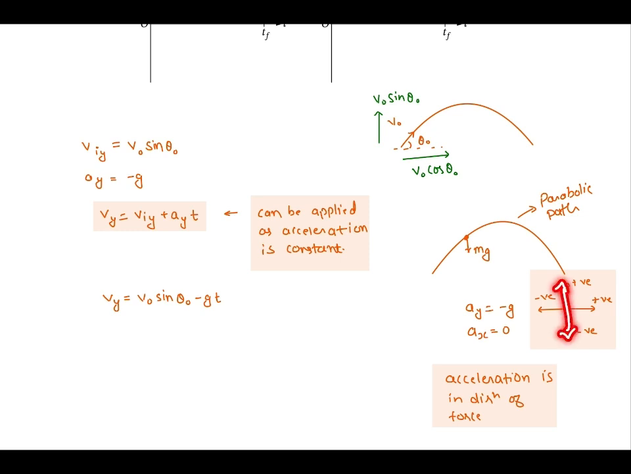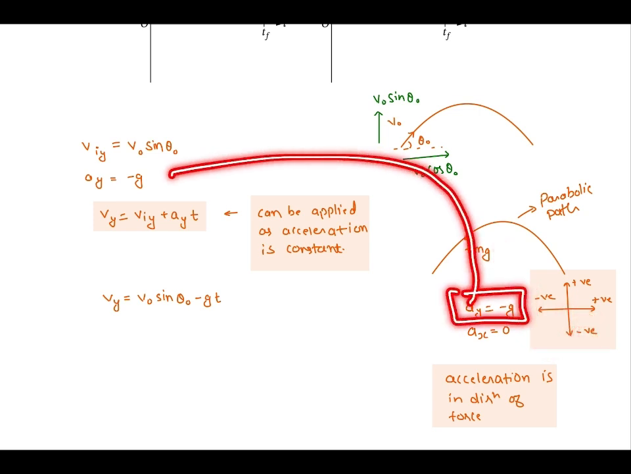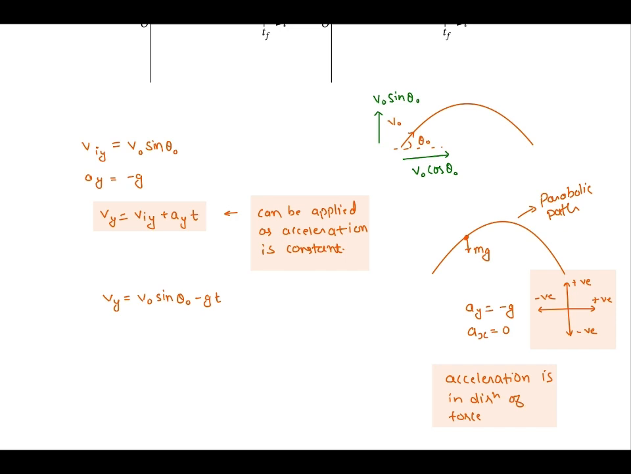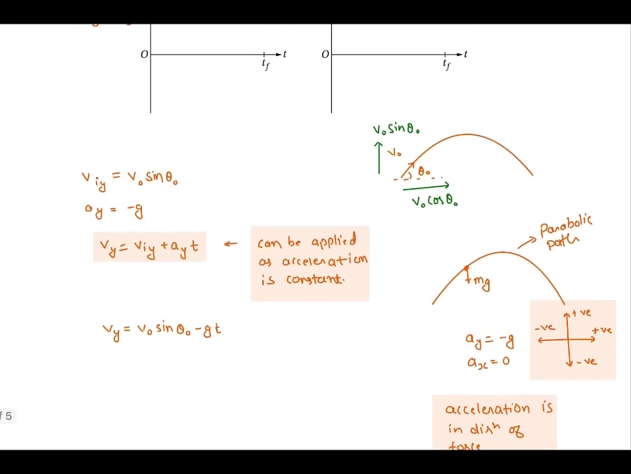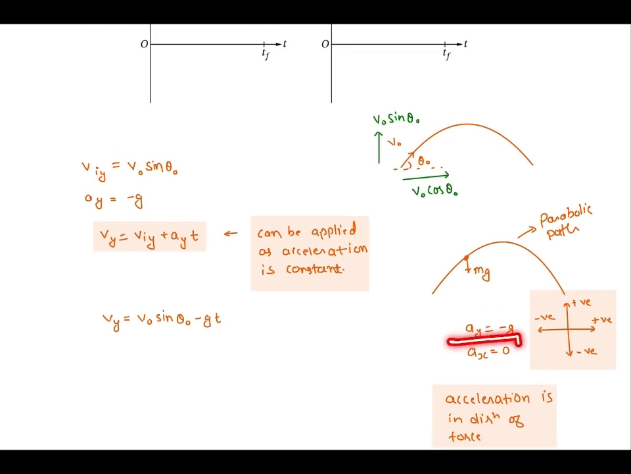At the same time, you have to mention the sign convention as well. Since gravitational force is acting in the downward direction, acceleration is downward, so I am writing negative here. So acceleration in y direction is minus g, and there is no acceleration in x direction. So if there is no acceleration in x direction, velocity in x direction should be constant. The water droplet was ejected with velocity v naught.